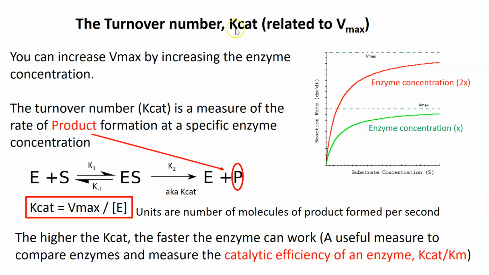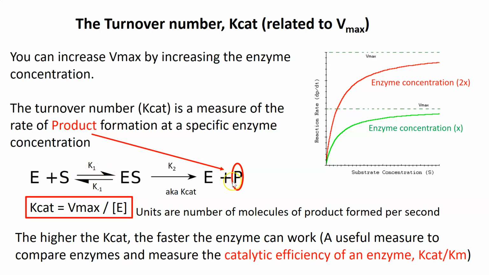Now, another catalytic feature we often look at is Kcat. This is what we call the turnover number. It's a measure of the rate of product formation at a specific enzyme concentration. If we assume the enzyme concentration is fixed, we're not doubling or tripling enzyme concentration, we have one fixed concentration of enzyme, then it's the rate at which product is formed for a specific enzyme concentration.